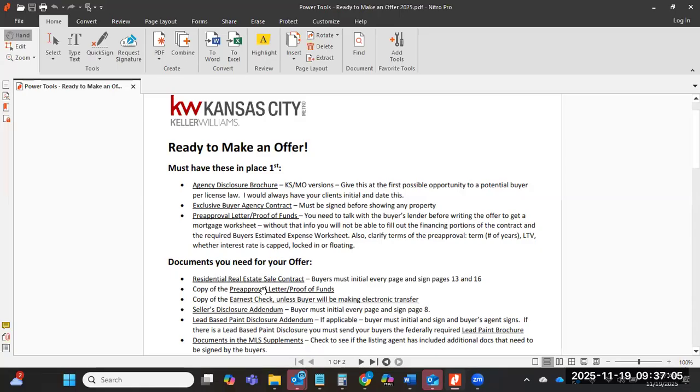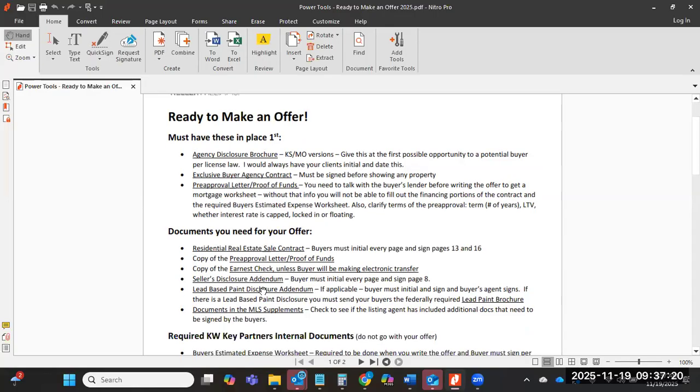And so that's in your contract, your pre-approval letter, proof of funds. Now, this is not all inclusive of everything that I want you to have in your file as contracts coach and broker, but for the offer purposes, we have to have these. Documents you'll need for your offer: the residential real estate sale contract. And pretty soon I'm going to flip over into the dot loop and we'll look at the contract again.